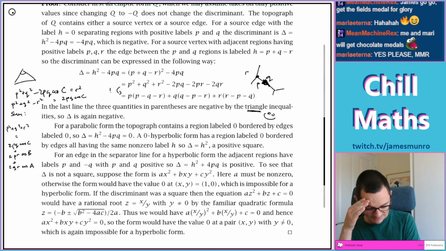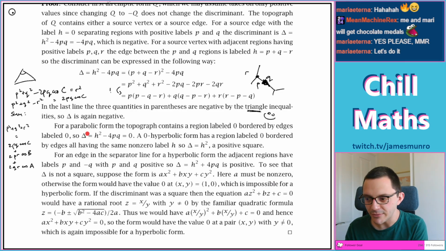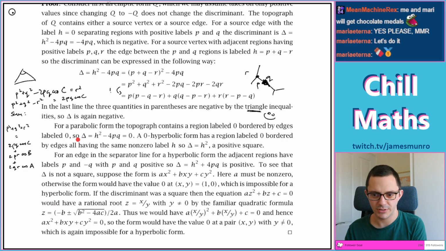Right. Good. Okay. We're maybe going to think about parabolic forms as well. Parabolic forms. Chocolate coins on string. Parabolic forms.